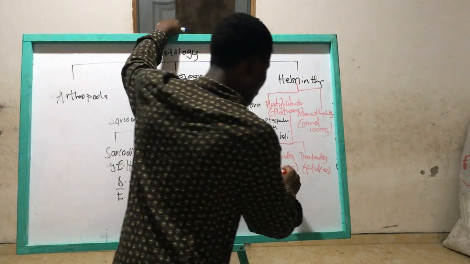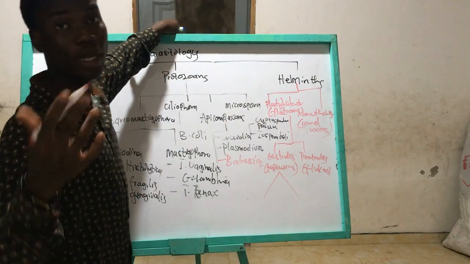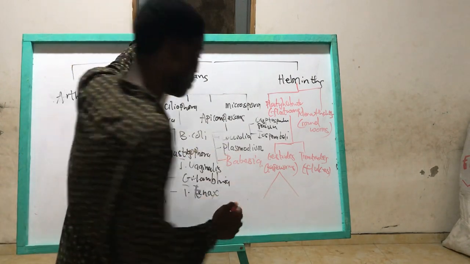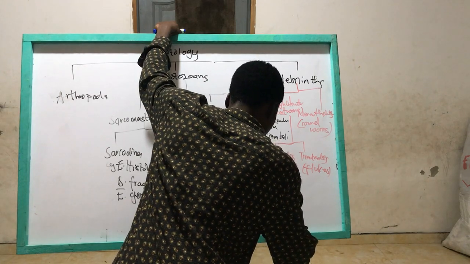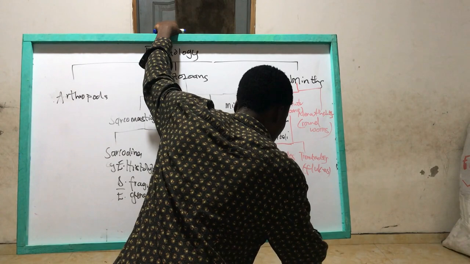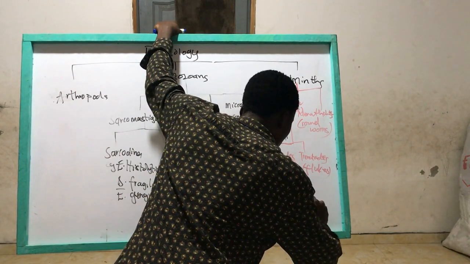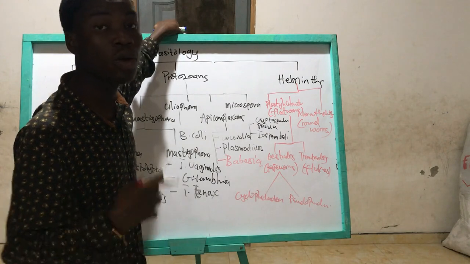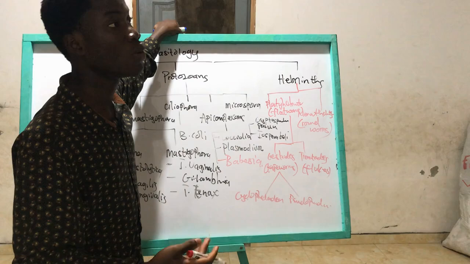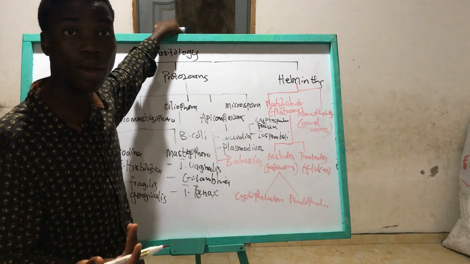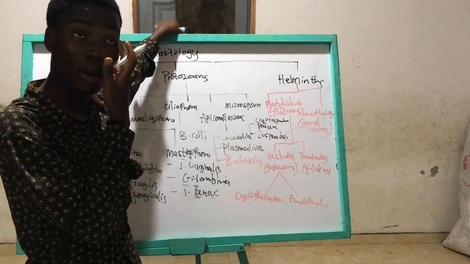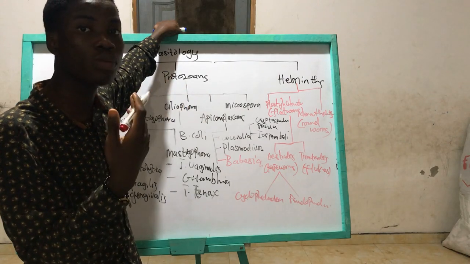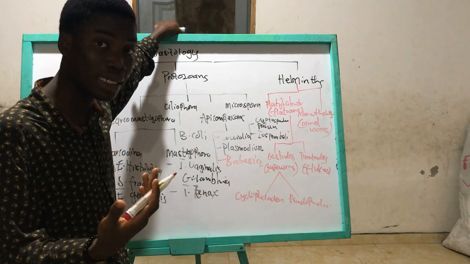So under the tapeworms, we also have two main divisions: Cyclophyllidea and then Pseudophyllidea. Under these tapeworms is where we have Echinococcus granulosus, which is also known as the dog tapeworm. We have other organisms like the rat tapeworm. We have the tapeworms Taenia solium, Taenia saginata, etc.